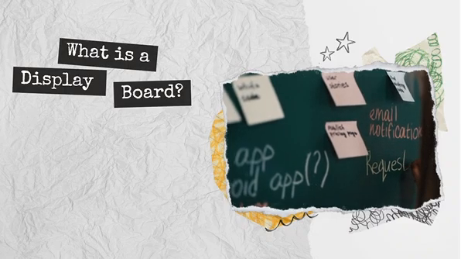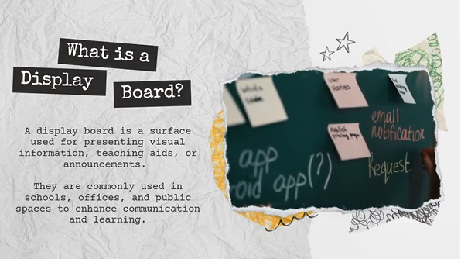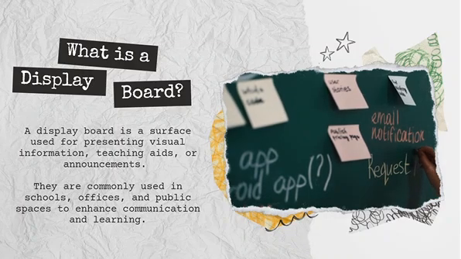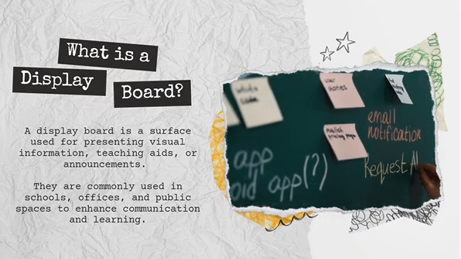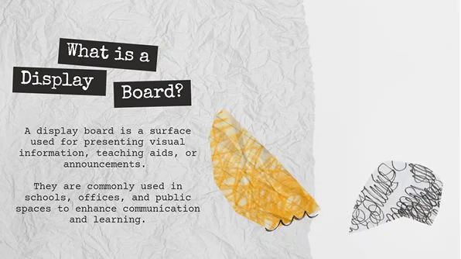First of all, what is a display board? A display board is a surface used for presenting visual information, teaching aids, or announcements. They are commonly used in schools, offices, and public spaces to enhance communication and learning.